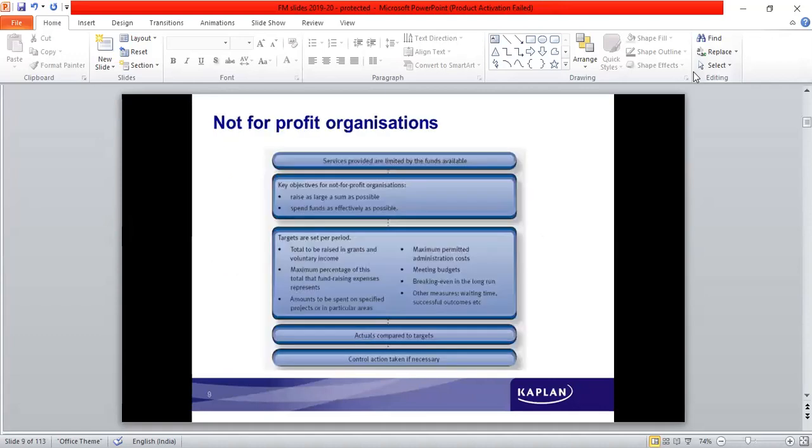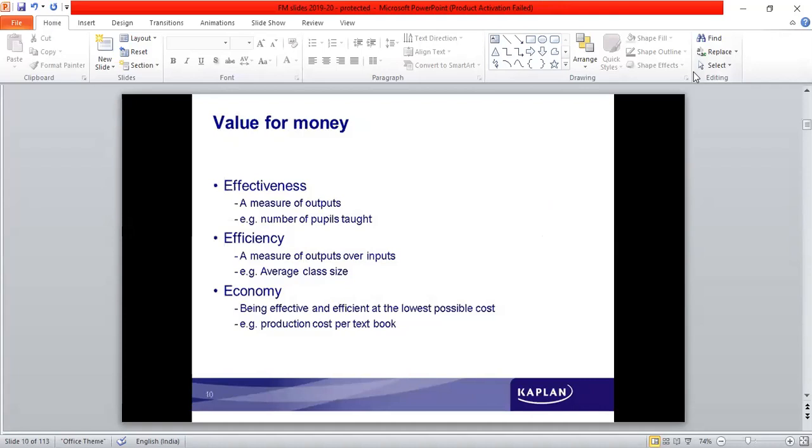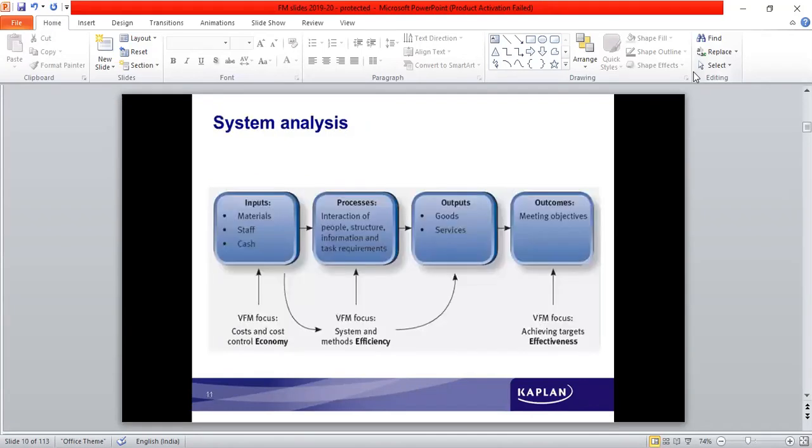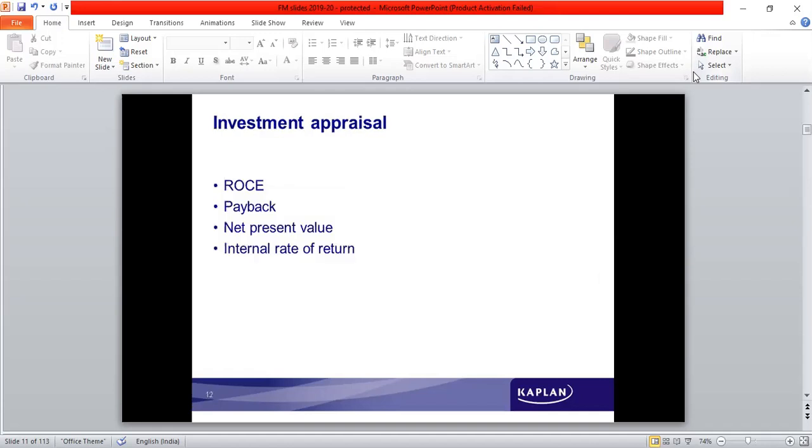Then we've learned about what not-for-profit organizations are. There are three things which are taken into consideration. Value for money, under that we have three E's: economy, efficiency and effectiveness. And then system analysis, with the help of systems, how it can be taken up.